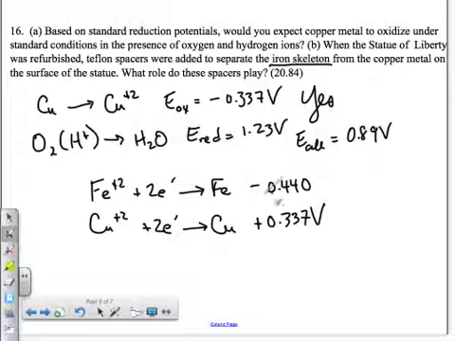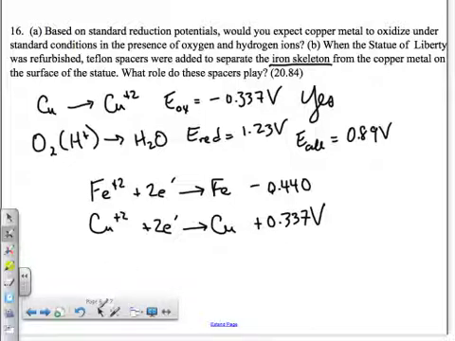So according to the reduction potentials, just like the activity series, iron will not be reduced, iron will be oxidized. And it'll be a positive 0.440, okay, and copper will be reduced. And like I said, that might be pretty good for the outside, but it wouldn't be good for the inside that holds the whole thing together. So the Teflon spacers are there to keep the reaction from happening, which would be iron oxidized, copper reduced, and the Statue of Liberty would no longer be standing. So that's what role the Teflon spacers play.